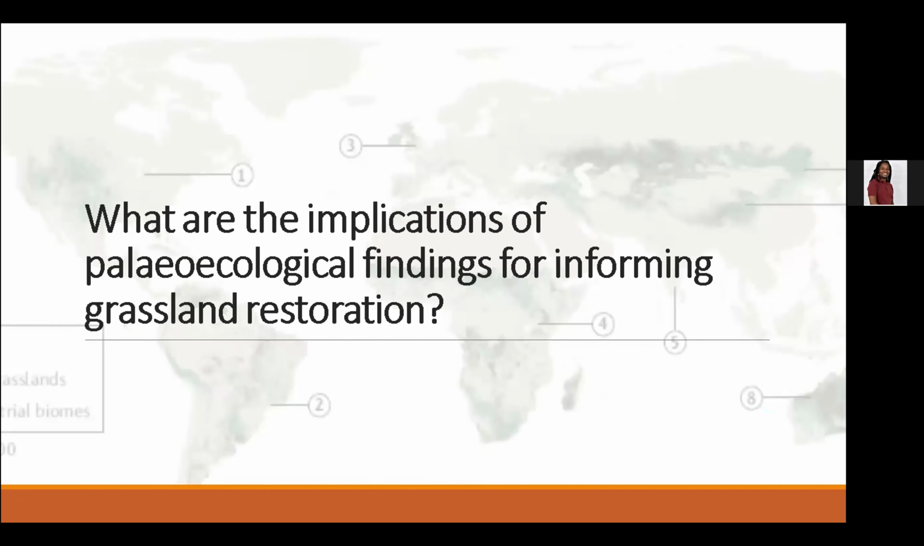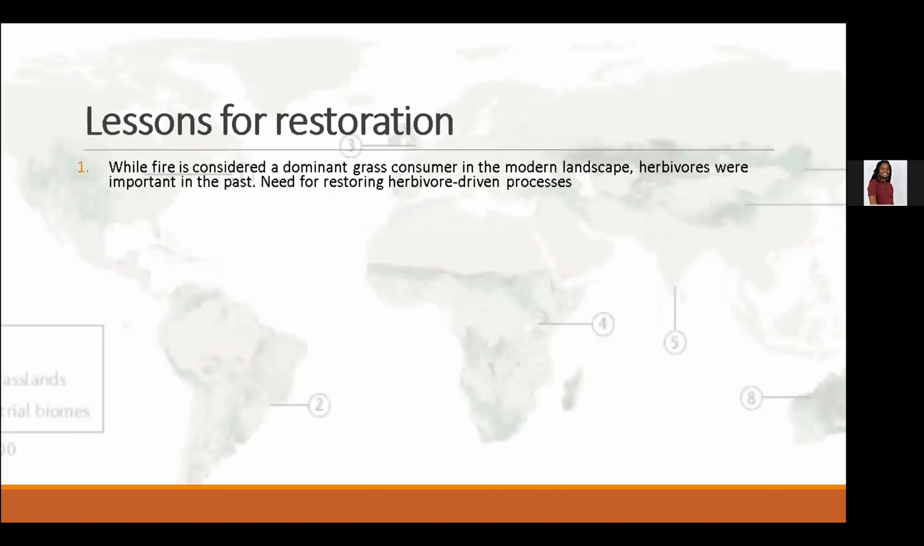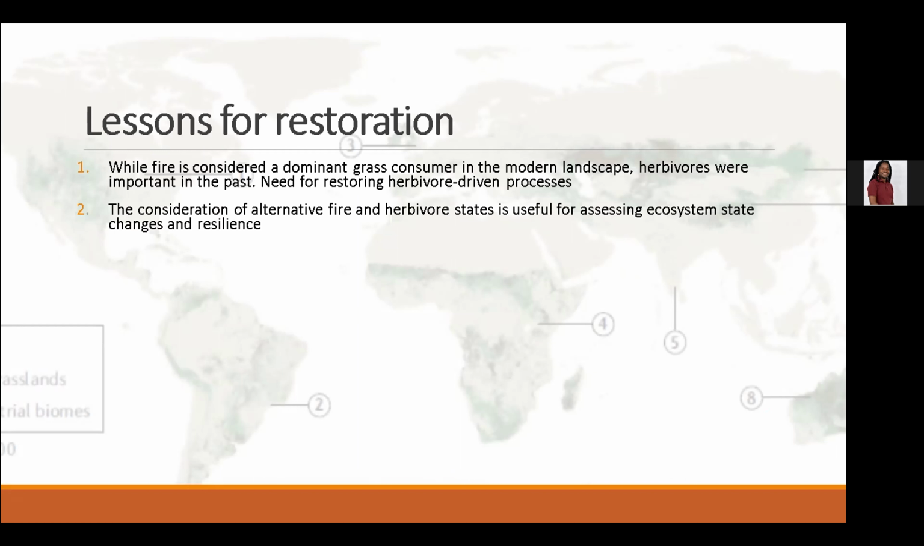So what are the implications of these findings for grassland restoration? One of the things that we've learned here is that, although fire is the dominant consumer in the present landscapes, this has not always been the case. Herbivores were likely key in this system. So the loss of herbivores was a big stress to the system. By losing those herbivores, we started encouraging tall grasses to grow because of increasing fire. And it seems like the livestock, like cattle, goats, and the like, were not as capable as the wild herbivores that persisted before.